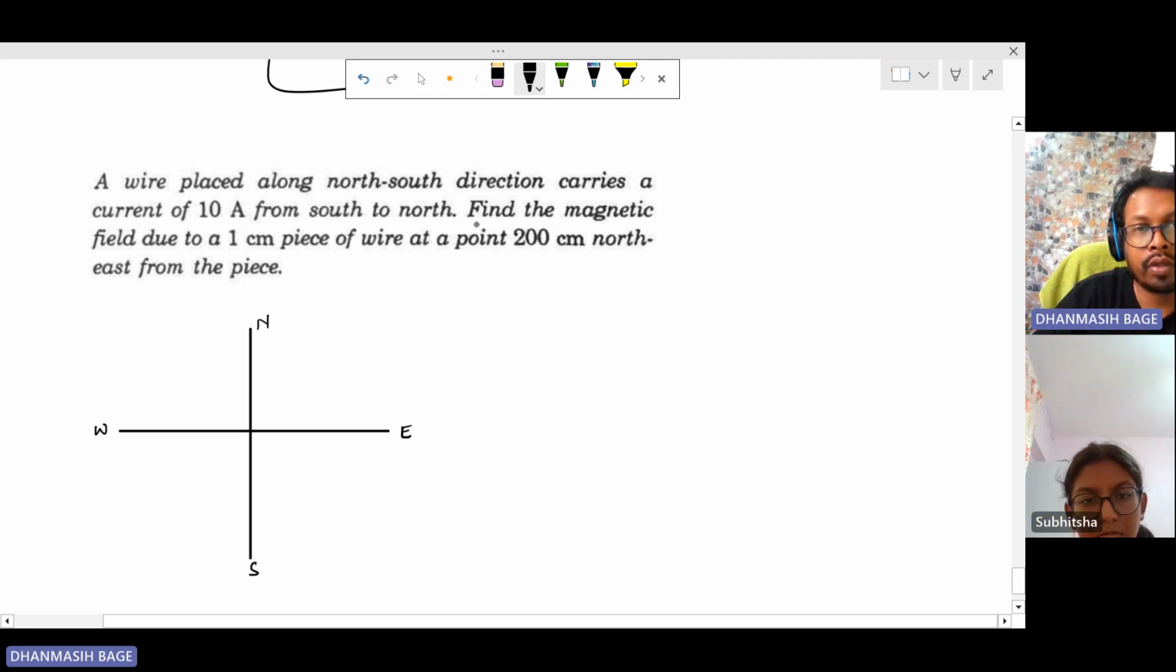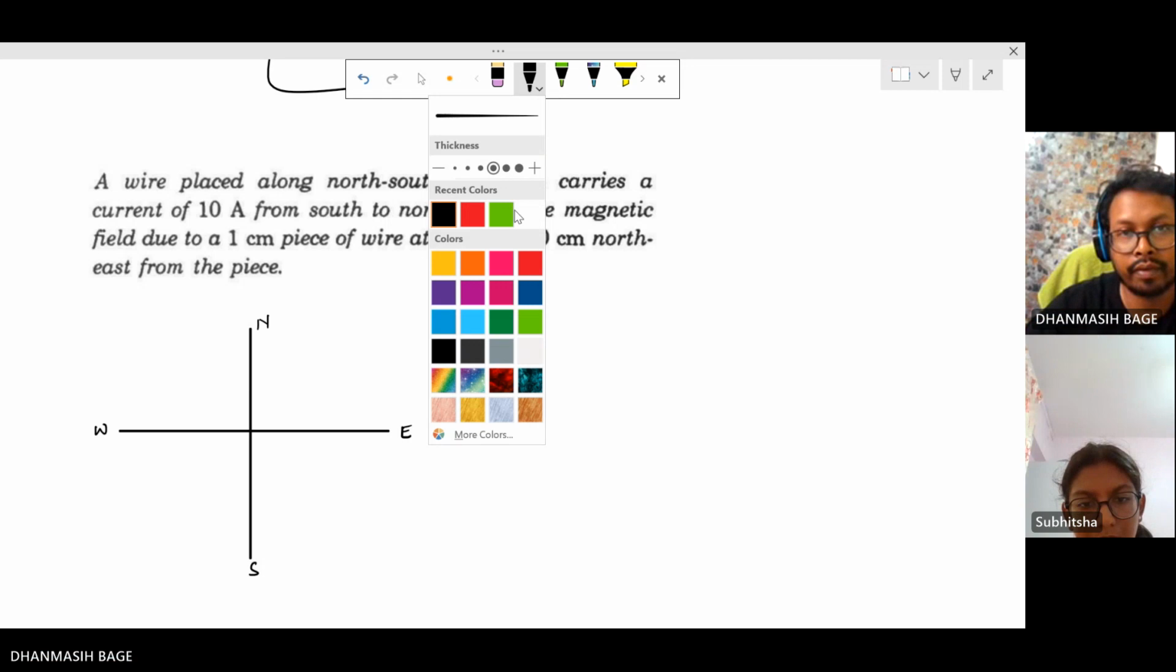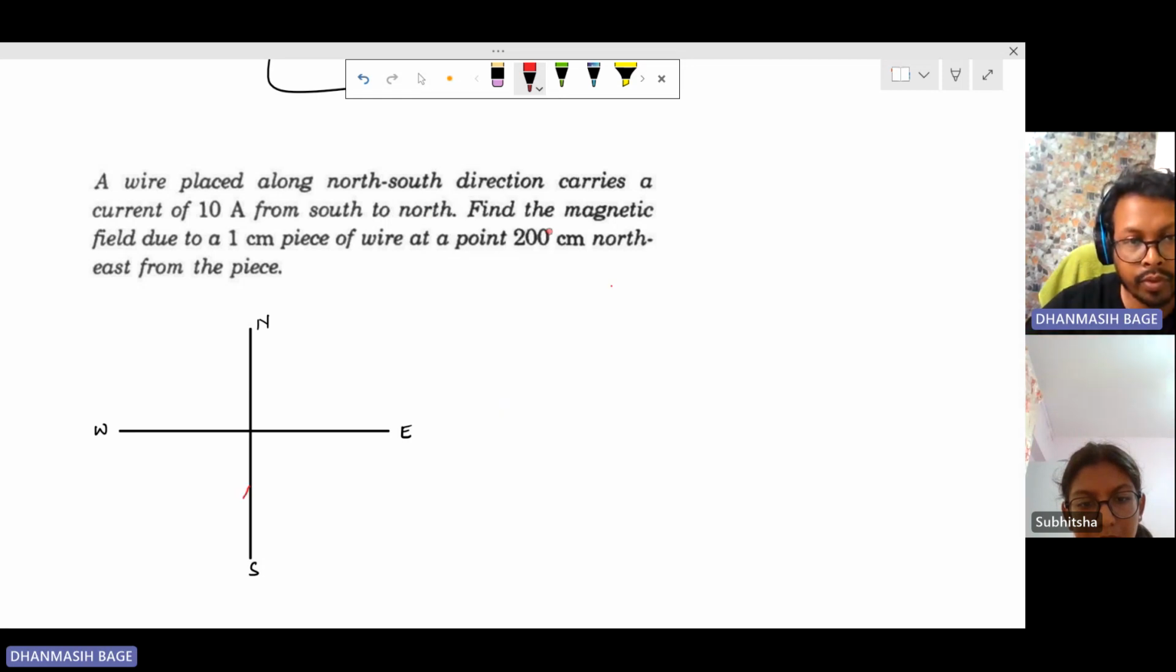The wire placed along the north-south direction carries a current from south to north. That's what I was doing. From south to north, so the current is flowing in this direction, right? The I direction is in this direction. Find the magnetic field due to a 1 centimeter piece of wire at a point 200 centimeter northeast from the piece.